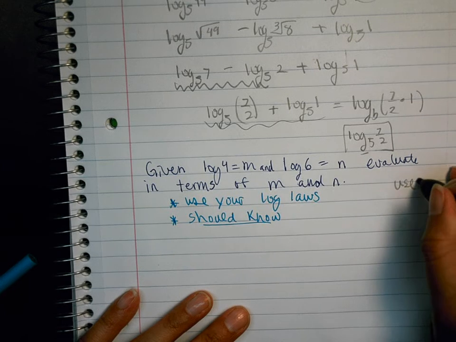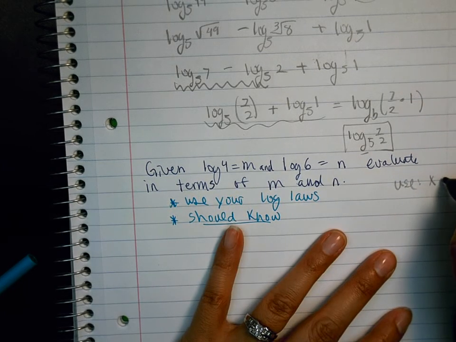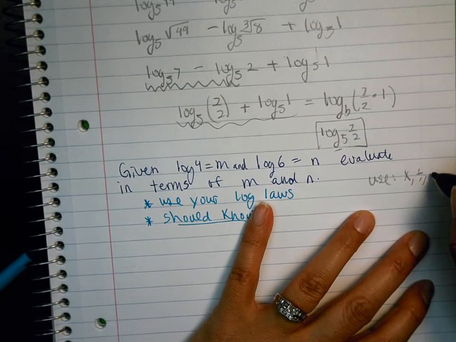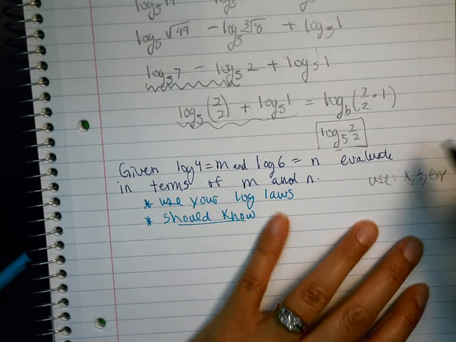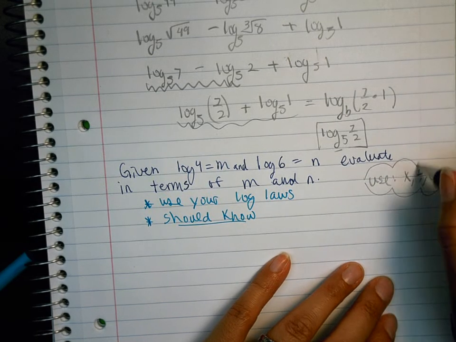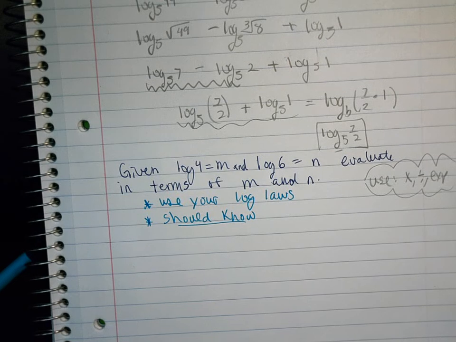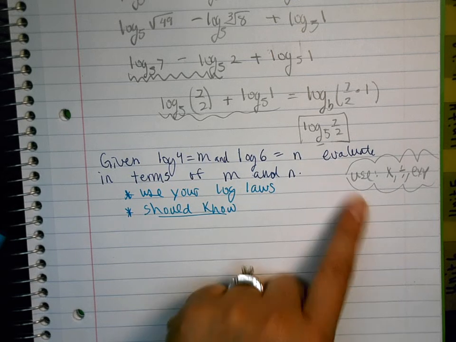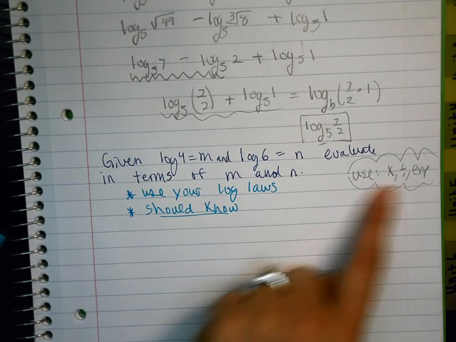Before I give you the should know, the properties you're allowed to use are multiplication, division, and exponents. And I'll explain why. You're not allowed to add and subtract. Your answers will come out with addition, subtraction, and coefficients multiplying, but not in your initial workspace.